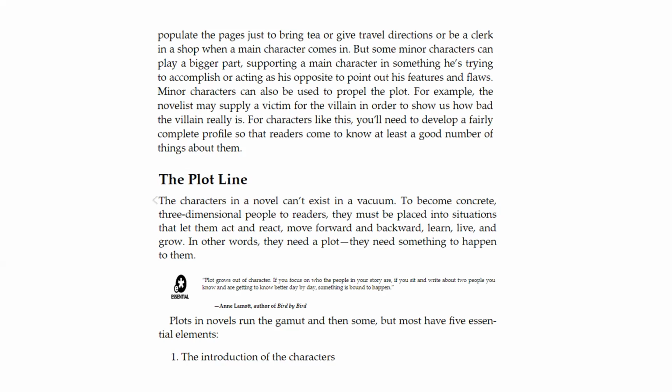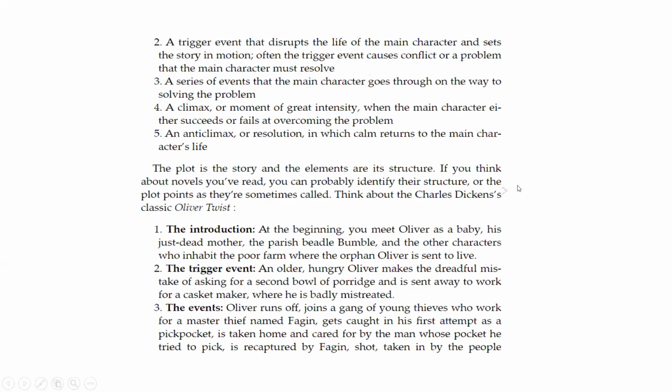Plots in novels run the gamut and then some. But most have five essential elements. Number one, the introduction of characters. Two, a triggering event that disrupts the life of the main character and sets the story in motion. Often the trigger event causes conflict or a problem that the main character must resolve. Three, a series of events that the main character goes through on the way to solving the problem. Four, a climax, or moment of great intensity, when the main character either succeeds or fails at overcoming the problem. Five, an anticlimax or resolution in which calm returns to the main character's life.